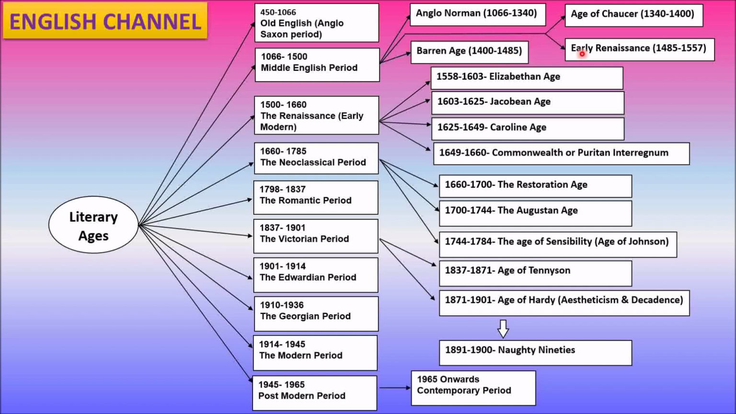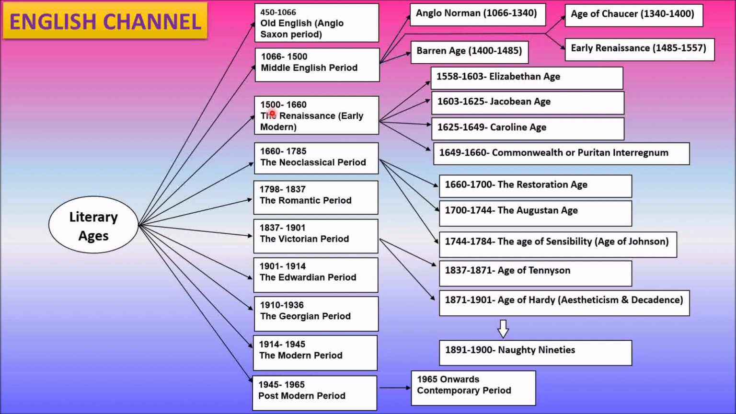Then begins the early Renaissance, 1485 to 1557. The 1557 date also becomes very important because the anthology of sonnets came into existence, Tottel's Miscellany. Richard Tottel's Miscellany is the anthology in which the sonnets of Wyatt and the Earl of Surrey came, published by Richard Tottel in 1557.